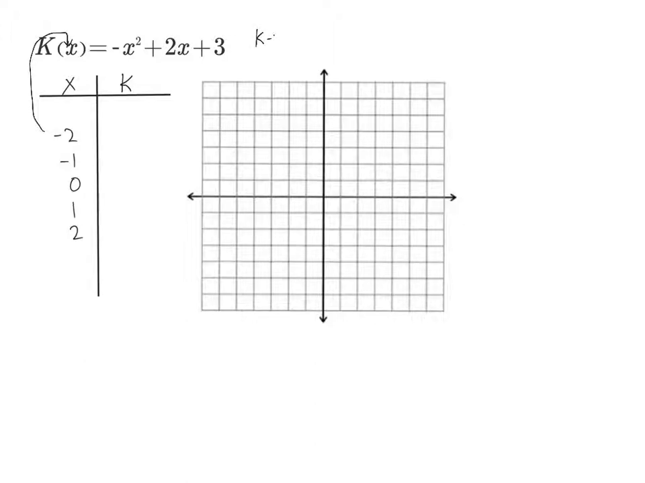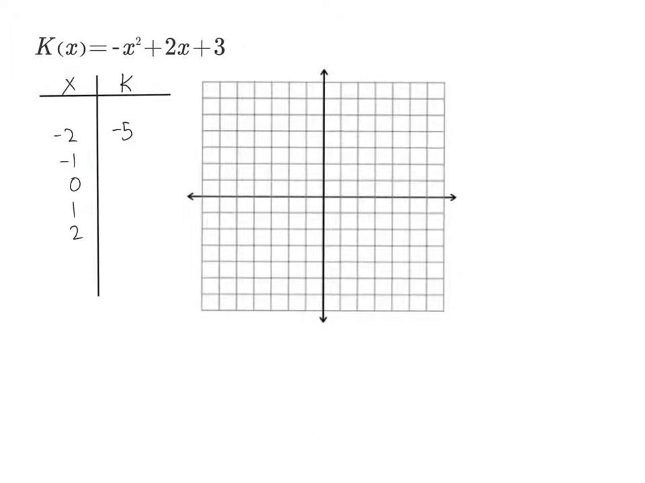So I get k of negative 2 is negative negative 2 squared plus 2 times negative 2 plus 3. So we end up getting negative 2 squared, which is positive 4, but that positive 4 is going to be negative. So this is going to be negative 4 minus 4, because 2 times negative 2 is negative 4, plus 3. So that's negative 8 plus 3 is just negative 5. So when my input is negative 2, my output is negative 5. So I'm going to put negative 5 right here.